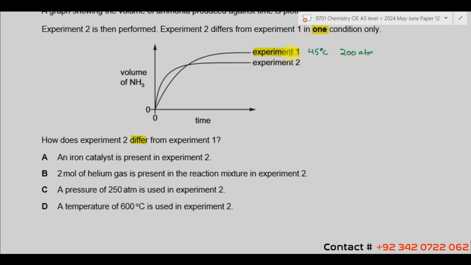So here we can see that experiment 1 has more volume of ammonia as compared to experiment 2. So we can see we have greater yield of NH3. And if we look at this side, we can see that experiment 2 is more steep, so it is faster as compared to experiment 1. Experiment 1 is slower. So for experiment 2, we have to find the conditions which produce less yield and faster reaction.